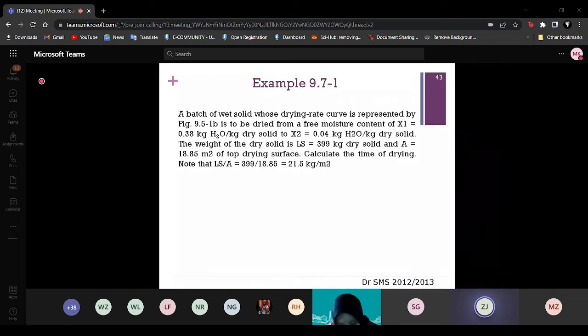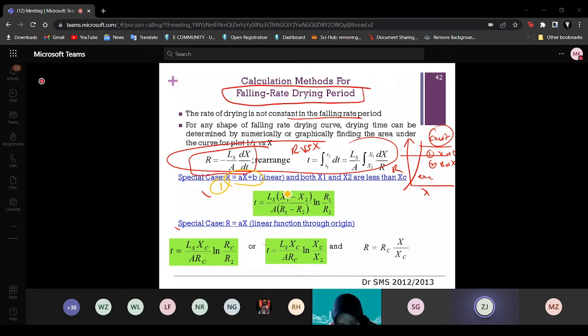For case 1, to get the time for drying, you straight away can use this equation. LS over A, which is actually derived from R equal to minus LS over A dx over dt, and then they put in all the equations of the linear falling rate. Then they just move things around, and you get this final equation: LS over A, x1 minus x2.